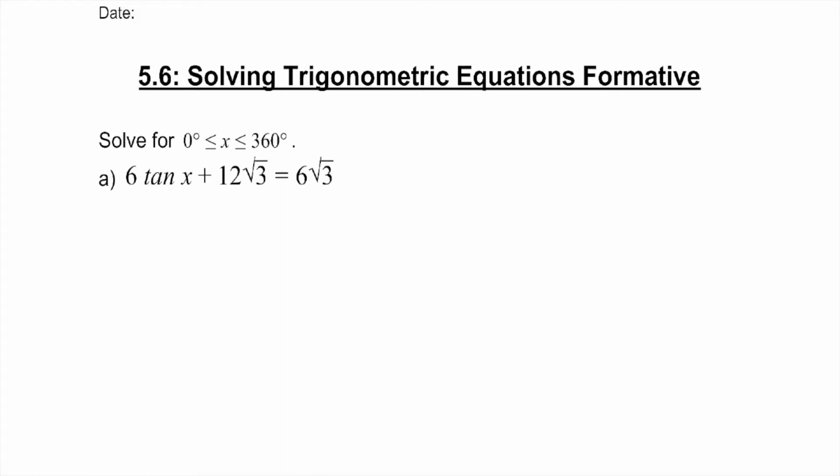These are the working solutions for the solving trigonometric equations formative. So in the first question, there's two ways that we could actually try to solve this. The approach I'm going to take is that I can see that there's a common radical on both sides. So I'm going to subtract 12 root 3 on both sides.